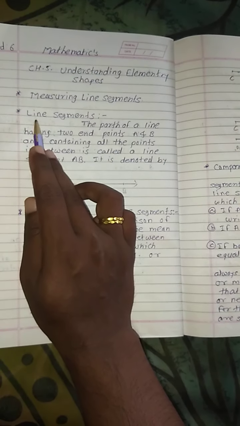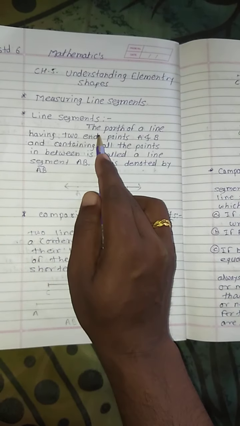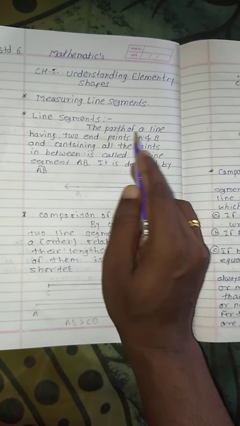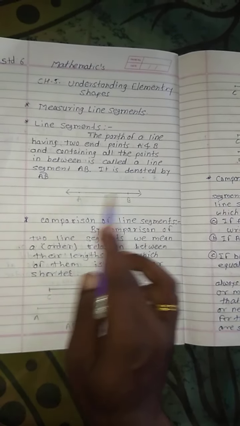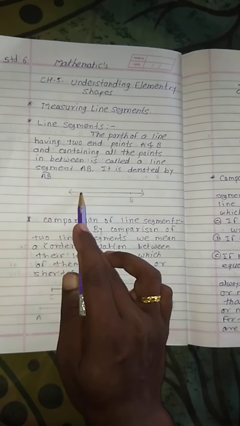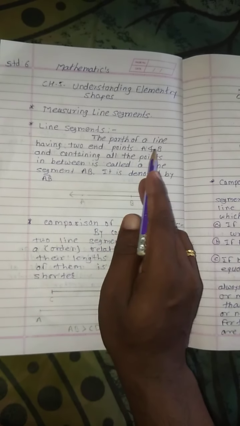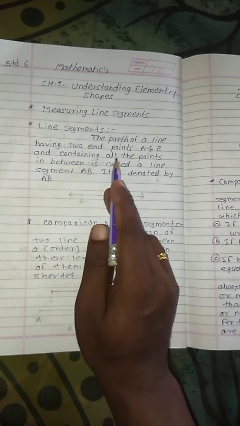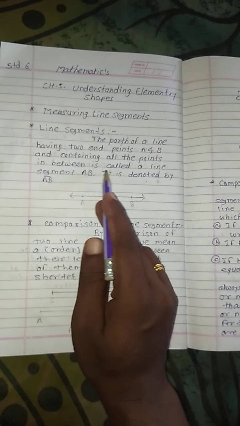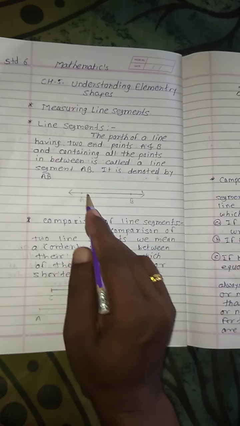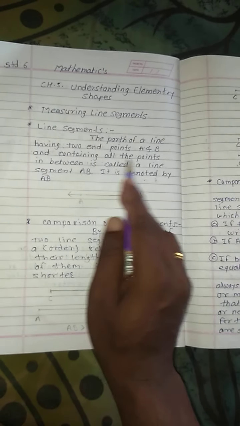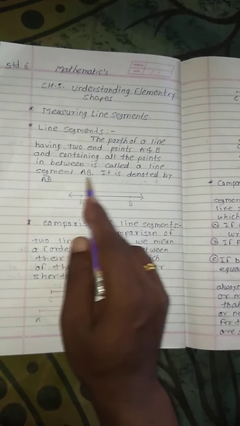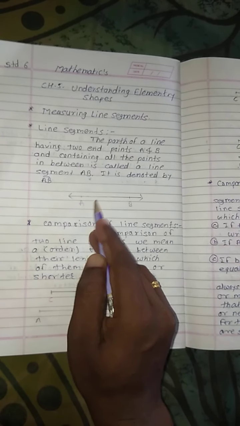Now what is meant by a line segment? A line segment is a part of a line having two ends. This A and B are the two endpoints, and all the points in between them, of which there are infinitely many, together are called the line segment AB. This is called a line segment.